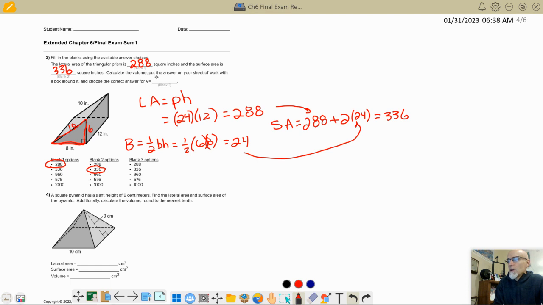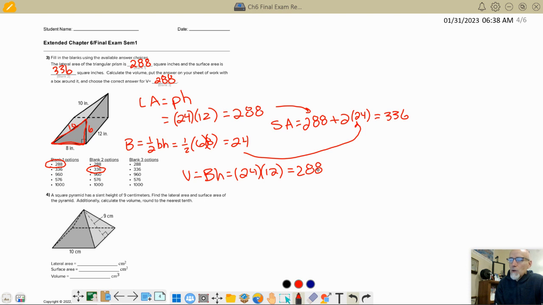Now it says calculate the volume. The volume formula is area of the base times the height. The base we just got is 24, so we're going to take 24 times 12. Notice that this gives us 288. Now how can that be? How can the volume answer be the same as the lateral area answer?